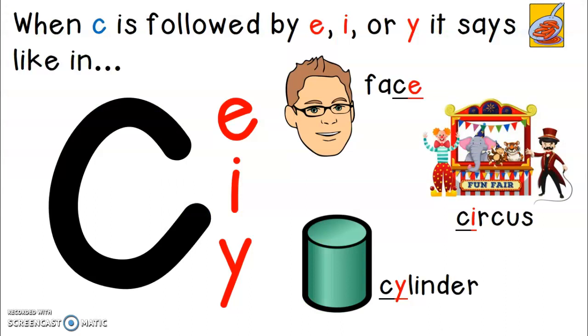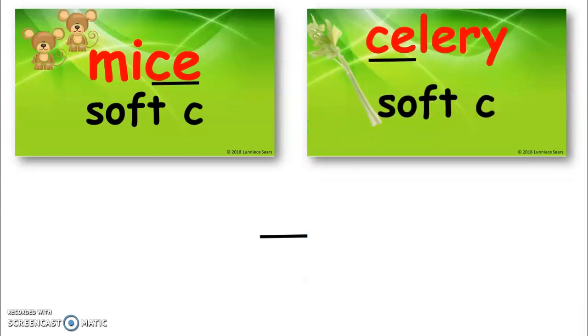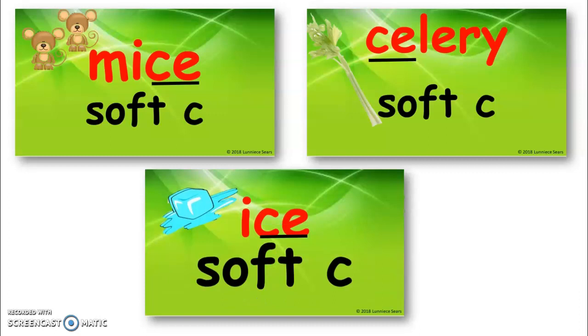When C is followed by E, I, or Y, it says S, like in face, circus, and cylinder. This is the soft C sound. S. Like in the word mice, where the C is followed by the E, that is soft C. S. Celery, the E follows the C, which is the soft C. S. And ice, the C is followed by an E, which makes the soft C. S.